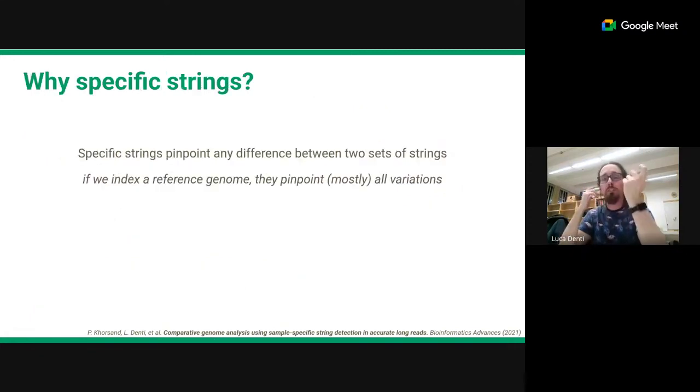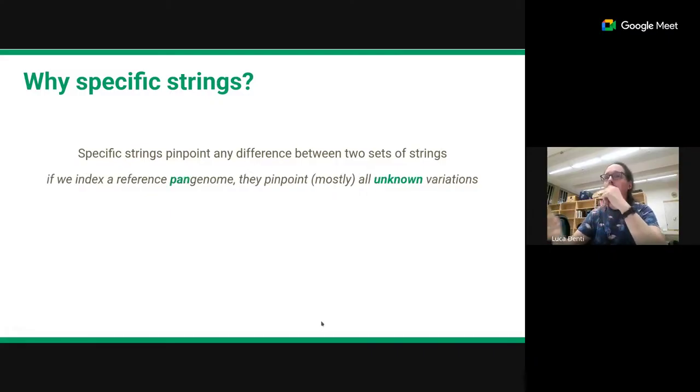And why with specific strings? In this paper, we proved that specific strings pinpoint any difference between two sets of strings, and in the context of bioinformatics, if we index a reference genome, then specific strings pinpoint mostly all the variations with respect to the reference genome. But in this work, I'm trying to understand what happens if we index a reference pangenome. Can we say that our specific strings pinpoint mostly all unknown variations, so all the novel variations that are not already in the graph? This is one of my goals.